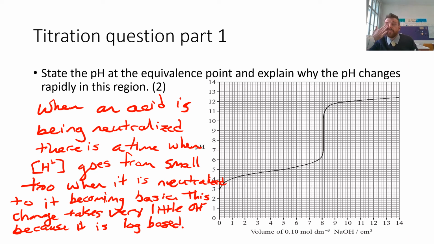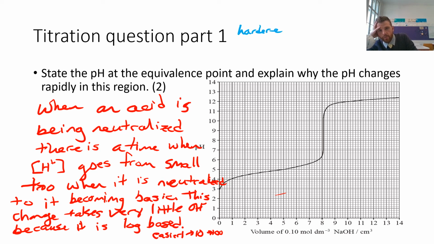In other words, since log is base 10, it's easier to go from 1 to 10 to 100. So this would be easier. This is like when we're getting close to the neutral point, or the equivalence point, than it is to go from, so I'll do this up at the top since I'm out of room.